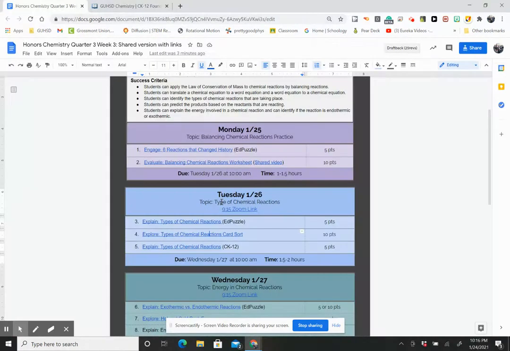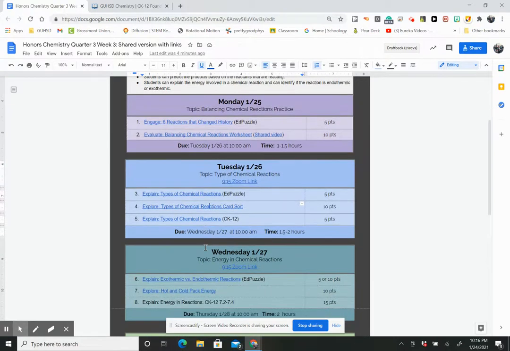Then after you've finished that, you're going to have a CK12 reading on different types of chemical reactions. It's lots of different CK12s. Just glance through that, for any refresher that you need that you maybe didn't get from the types of chemical reactions video, and you're going to answer some questions on that. That's going to be a Google document, and that's going to be due on Wednesday at 10 a.m.